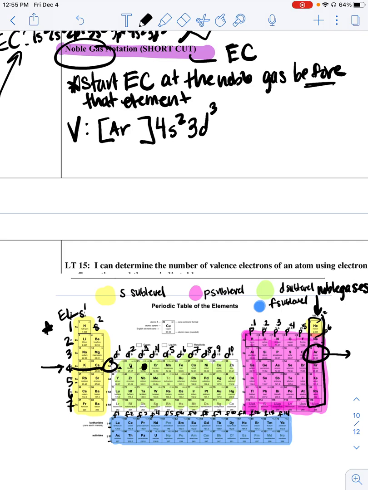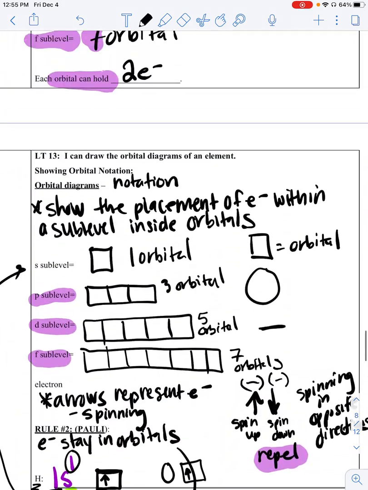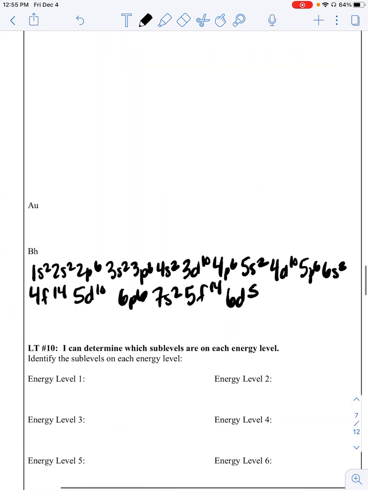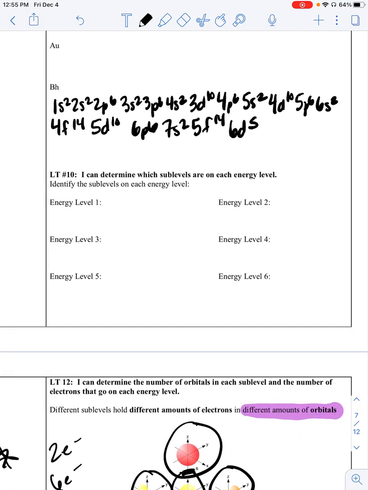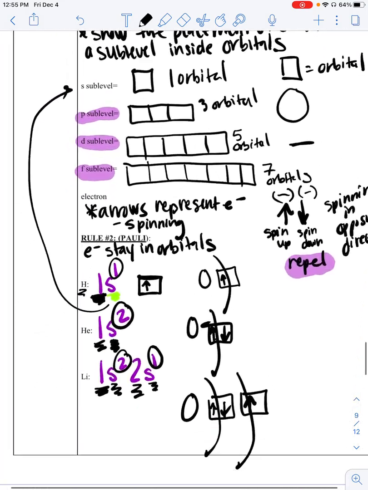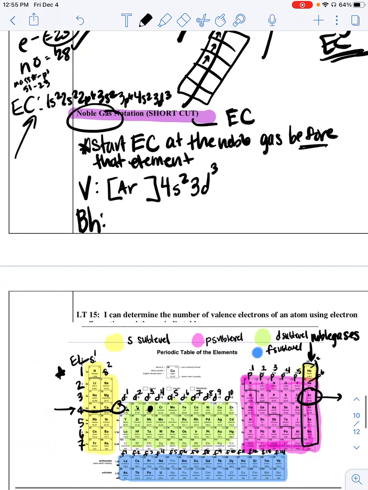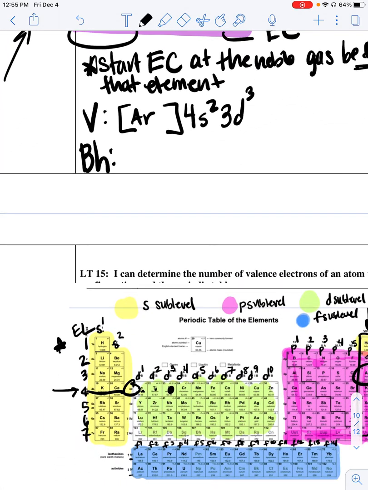I know, I know. So let's say we do bohrium, which was one of the last ones we did right here. This took forever. Like 1s2, 2s2, 2p6, 3s2, 3p6, so on. It's huge. So how do we do this with the noble gas? Because I don't want to ever do that again.